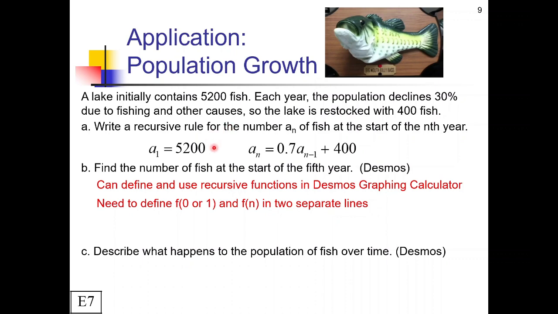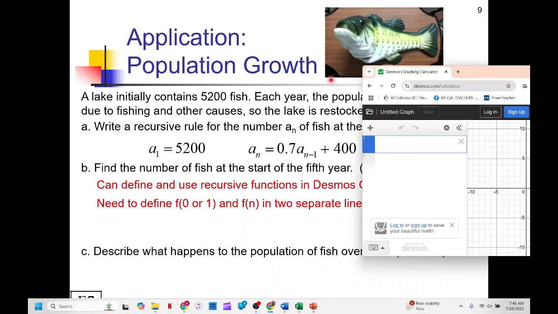So we need an entry for this 5,200. We're going to need another entry for this recursive equation. So let me pull up Desmos. All right, here we are. Now we're calling this A1, so in Desmos I'm going to enter that as f of 1 equals 5,200. So that gives me my base case.